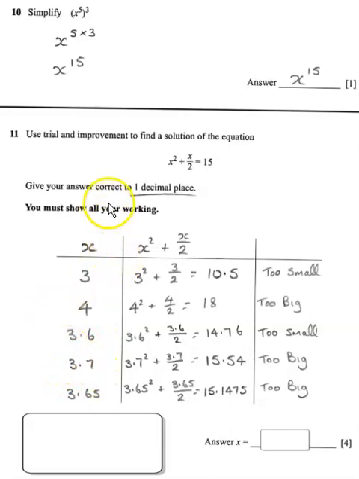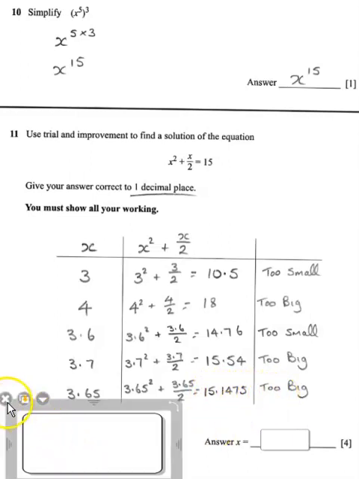Now, because it says 1 decimal place, these two numbers here are 1 decimal place. So one of those numbers is going to be the answer. So the way we figure this out is basically getting the halfway between those two numbers, which is 3.65. So we substitute it in just like we did previously, and we had 15.1475, which is too big.